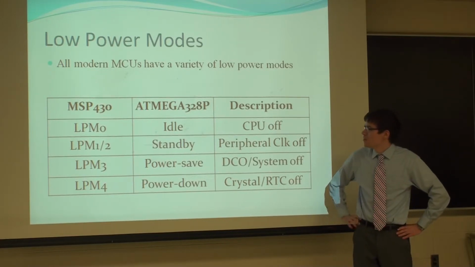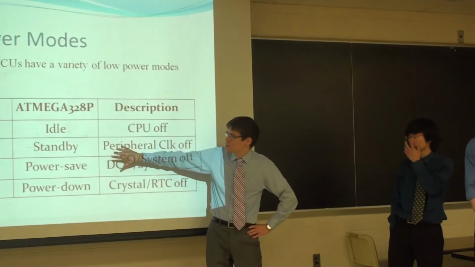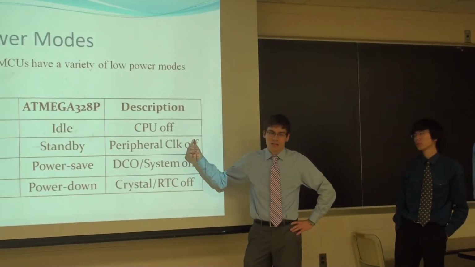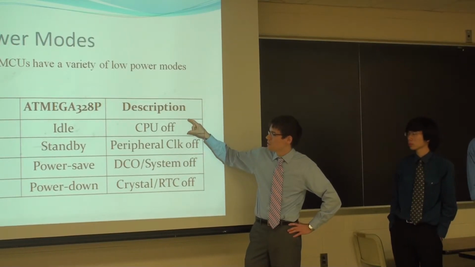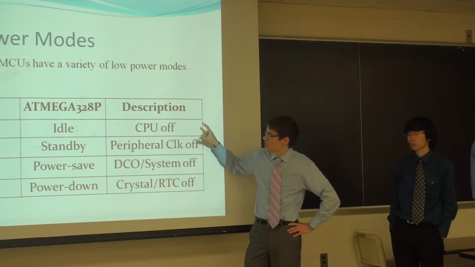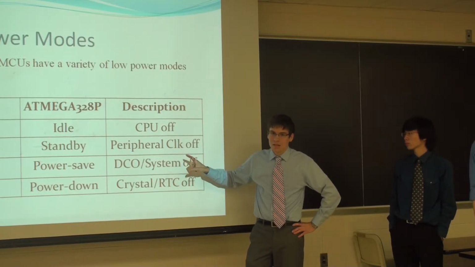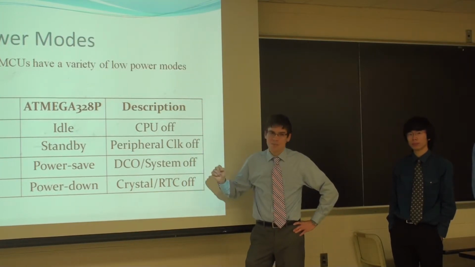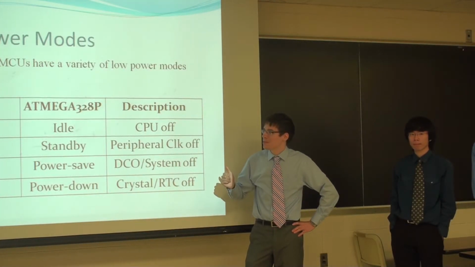So I don't need to get really deep into this, but the major concept is that the deeper you go in your sleep mode, the more clock sources and the more peripherals become turned off. So first the CPU goes off, and then the CPU and the peripheral clock goes off, and then all three, and then all four. The downside of going into a deep sleep mode, however, is that it takes a lot longer to wake up.